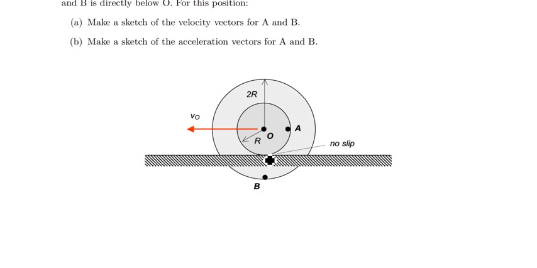In this problem, we're given that there's a no-slip condition at this point, which I'm going to call C, which of course means that if v0 is moving to the left, the angular velocity of this drum, which I'll call omega, has to be counterclockwise positive.